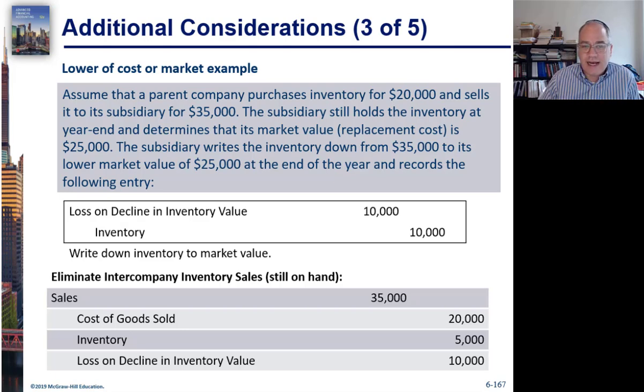What this would mean is that this would mess up your elimination entry. In the elimination entry, you debit sales for $35,000. You credit the cost of goods sold that was originally recorded for $20,000. You would write down the inventory by only $5,000, because the other $10,000 has already been written down, and then you'd record a loss on decline in inventory value of $10,000.